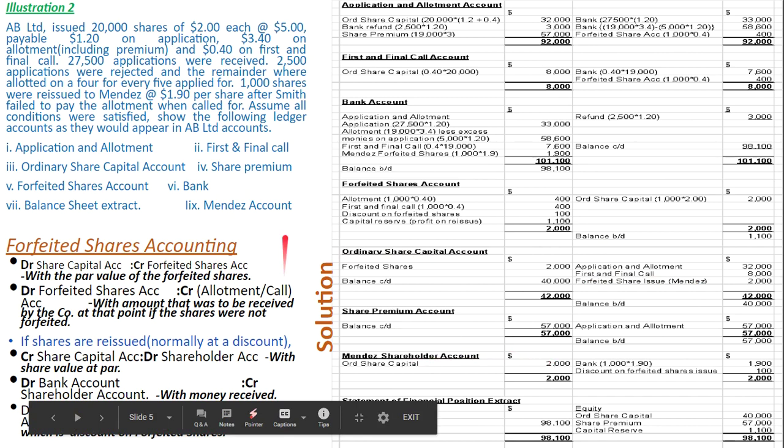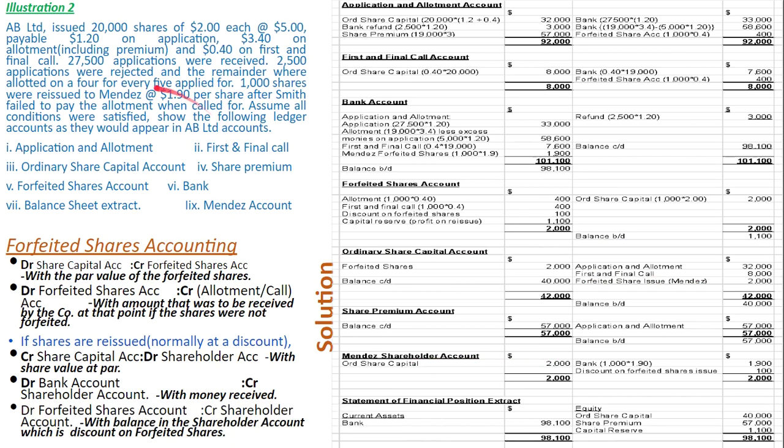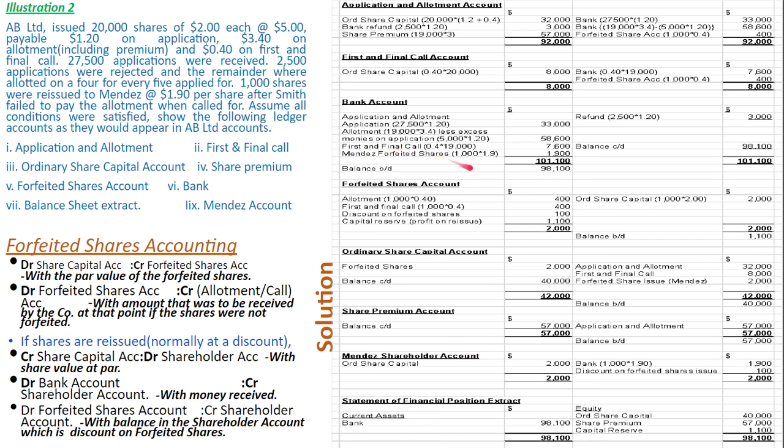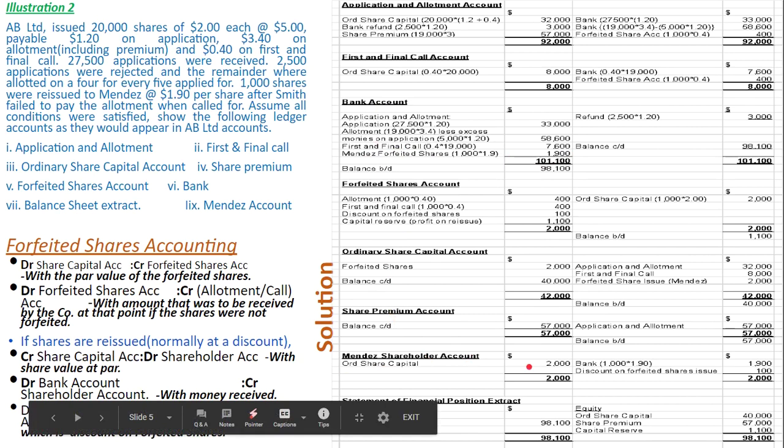Next, we need to record the monies received. We are told that Mendes paid $1.90 per share. So we will debit bank account and credit the new shareholder account with monies received. So we will go to bank account. We debit bank account Mendes forfeited shares 1,000 times $1.90 to give us 1,900. Double entry, we go to Mendes shareholder account. Bank narration 1,000 times $1.90 to give us 1,900.